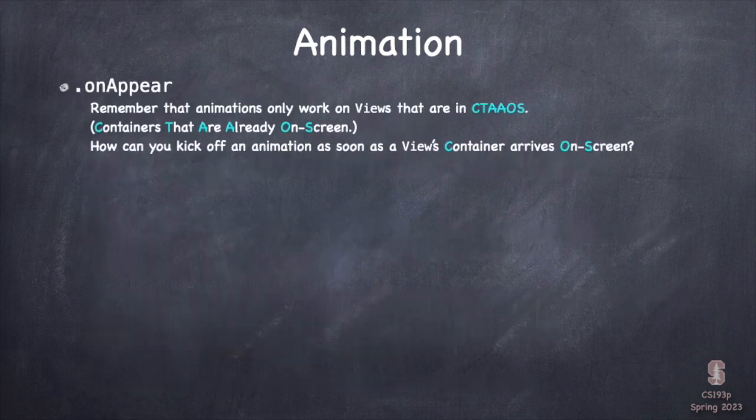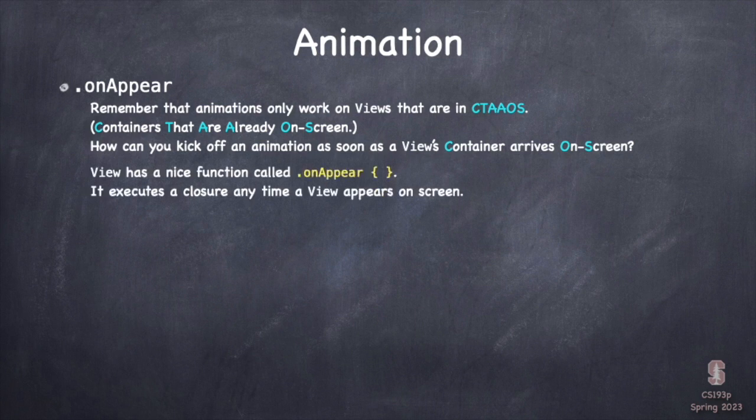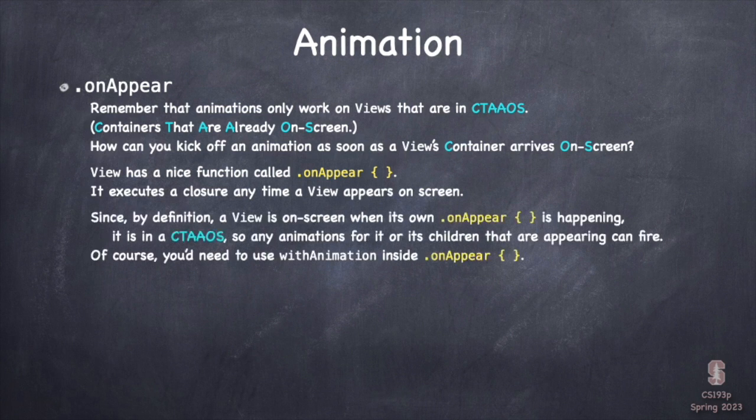Now, remember I said that animations only work on views that are already on screen. What if you want to kick off an animation as soon as you appear on screen? Well, there's a really cool view modifier for doing that, which you're going to use all the time. Dot onAppear. It just takes a closure, and that closure is going to be executed every time your view appears on screen. And when you appear on screen, you are by definition in a container that is already on screen. You can't come on screen otherwise. So since that's the case, you can do some animation in there.